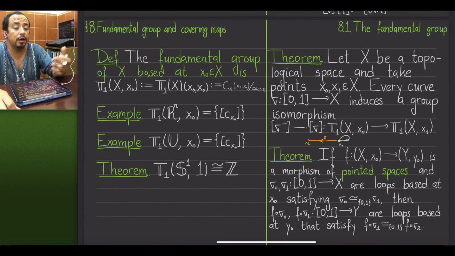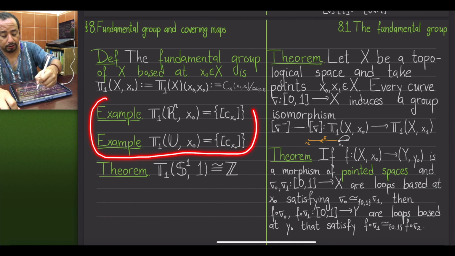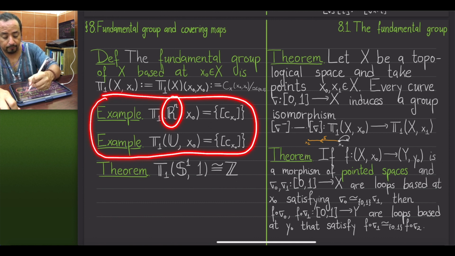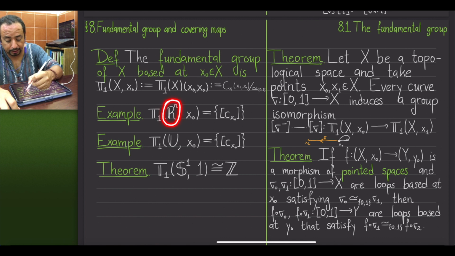Now it is not at all obvious that there are path connected spaces with non-trivial fundamental group. I would say it's not obvious. Some situations where it is obvious are Rn, the Euclidean space Rn, and the upper half plane, let's say, and it's because they are contractible. So this is a space homotopically equivalent to a point, and this is also a space homotopically equivalent to a point.